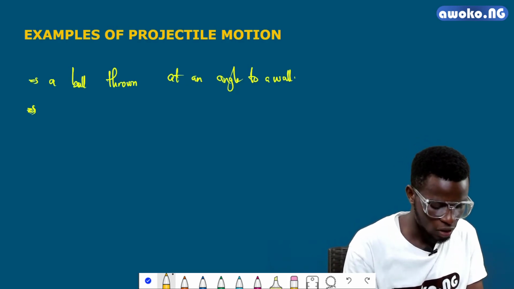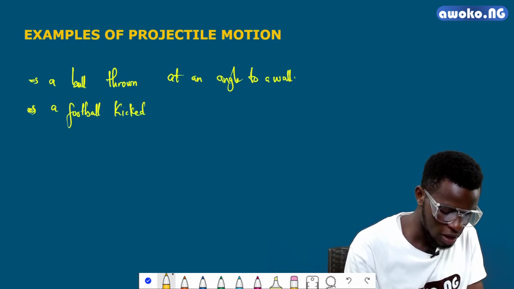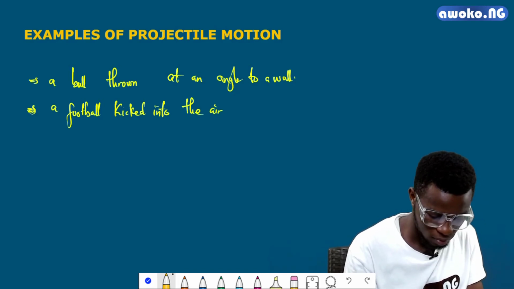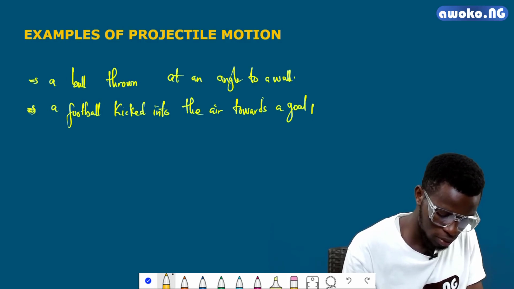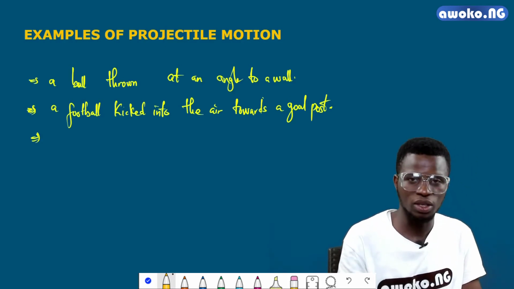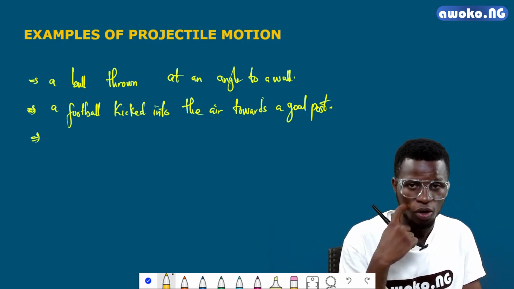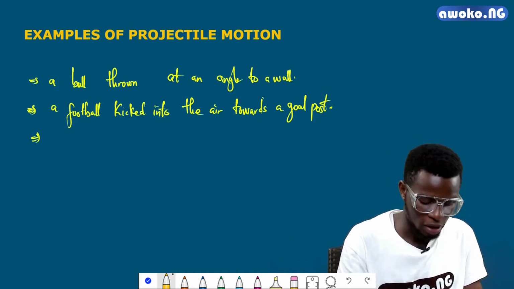Another one we can consider is a football kicked into the air towards a goal post. I'm sure we've seen this type of motion often. It's very common around us.